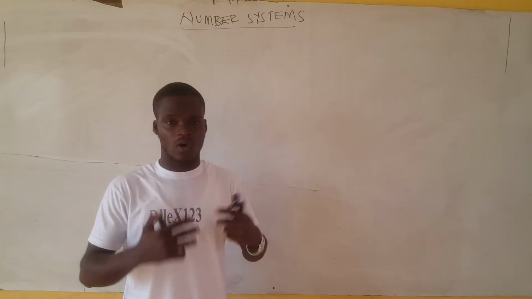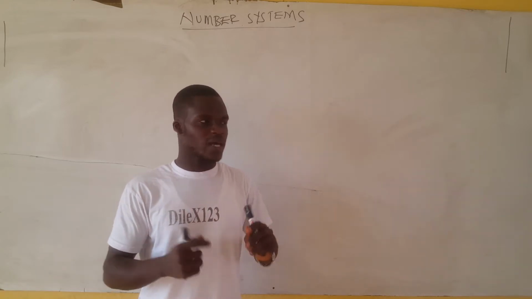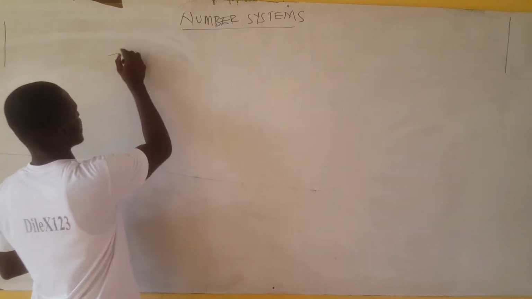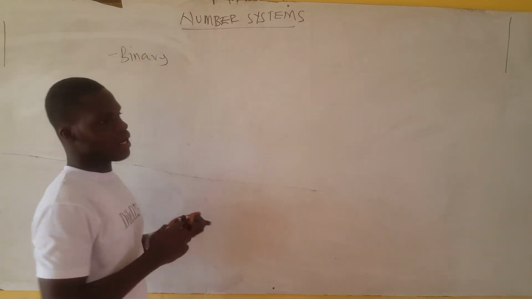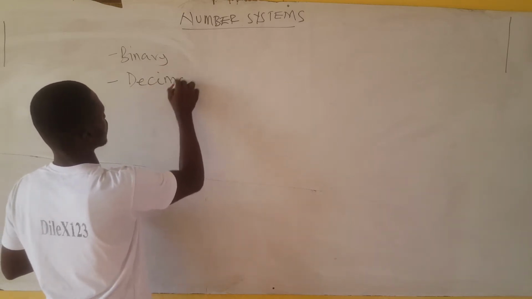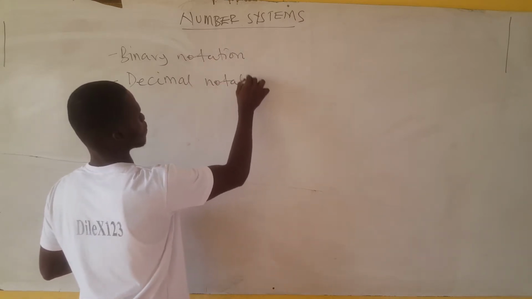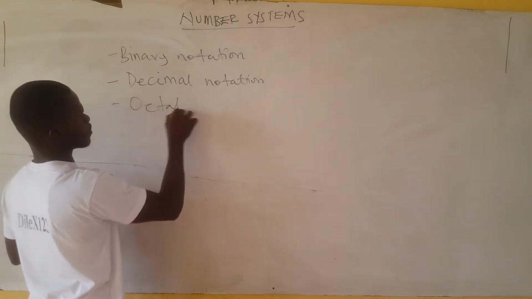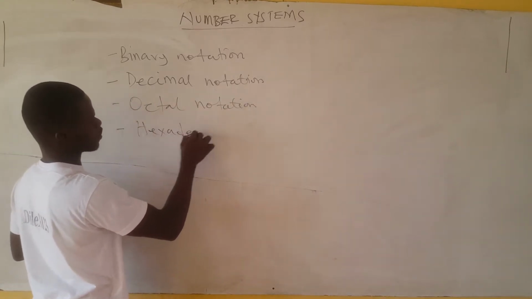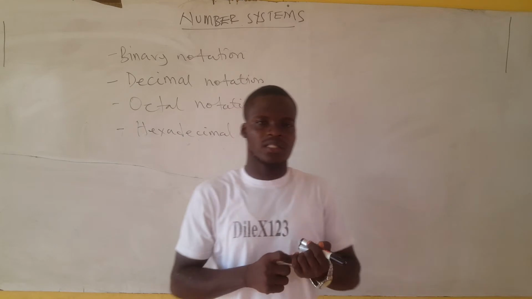There are several bases that exist. We have base 2, base 3, base 4, base 5, base 6, base 7, base 8, and so on. But the four most popular bases we are going to use are, first, the binary notation, then the decimal notation, then the octal notation, and then the hexadecimal notation. So these are the four bases that are used often.